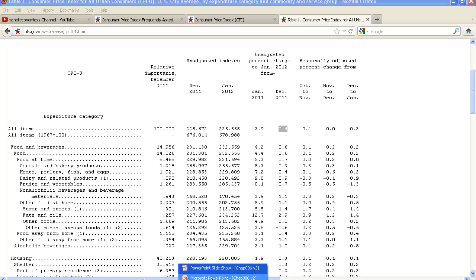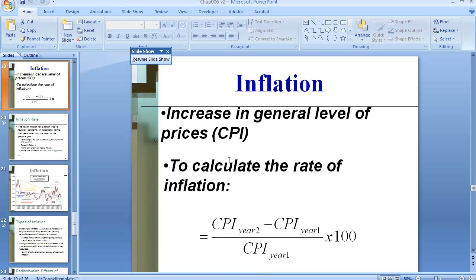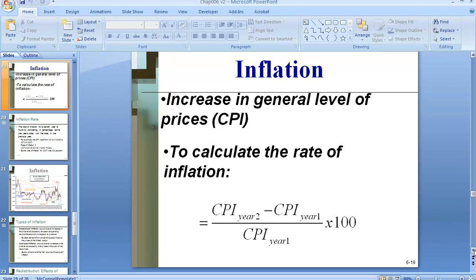Let's go back to the slides. On the next slide, you see that the inflation is known as an increase in the general level of prices. The general formula is CPI in one year minus CPI in another year over that original year times 100. That's what we just did. Only difference between what I just did and this formula is that I was using months. But it's the same concept. It's a rate of growth between two periods. And that, folks, essentially is how you understand CPI, as well as how you understand how to use CPI to calculate inflation.